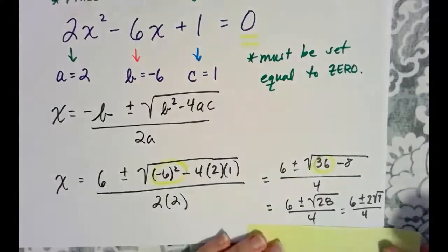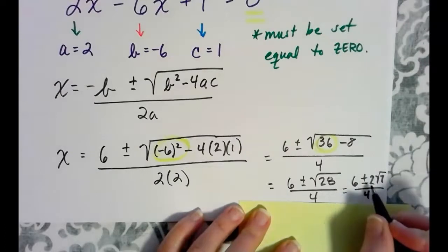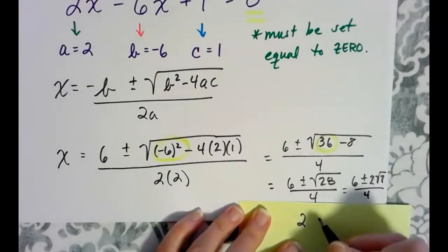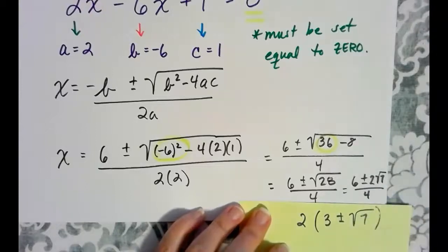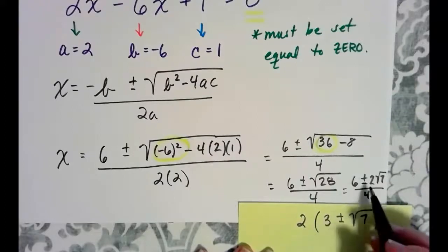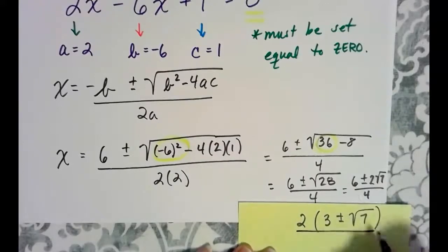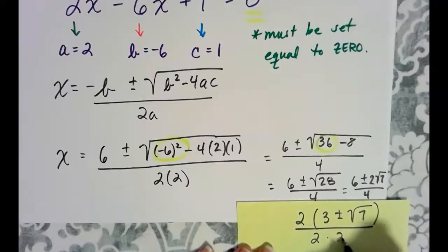Put it on an index card since I'm running out of space here. So 6 and 2, we can take out a 2. And when we take out a 2, we're left with 3 plus or minus 1. 6 divided by 2 is 3. 2 divided by 2 is 1. Over 4, which of course is 2 times 2.